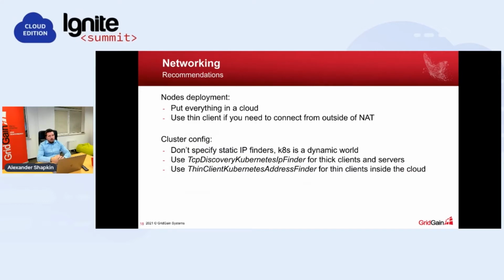All right, here is the summary of the networking section. So I recommend you to put everything inside the cloud and use a thin client if you want to access it from behind the firewall. Regarding the cluster configuration, do not use static IP. Instead, configure the TCP Discovery Kubernetes IP Finder for your servers and thick client, and there is an additional IP Finder for thin clients as well.